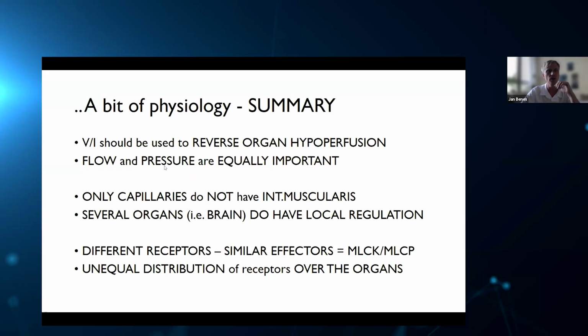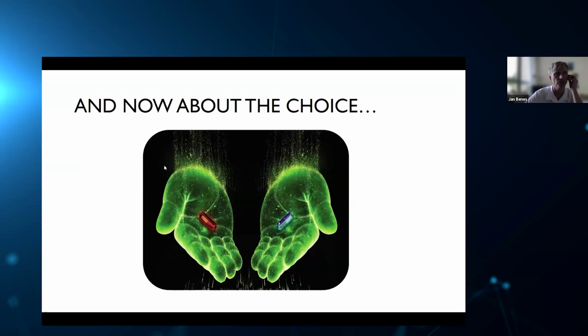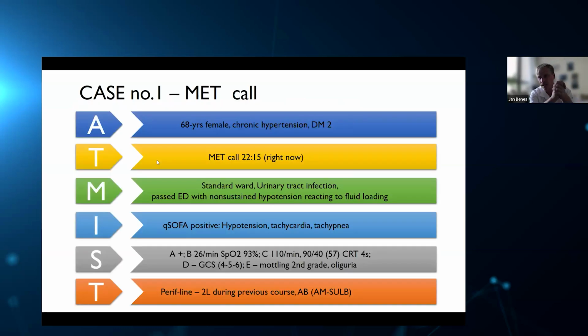And now let's go into the choice. In order to make the choice, I've prepared several cases. I don't know if it's possible to vote, but I will still give you a bit of time to consider what you would do in the situation. So the first case to discuss is a medical call to a 68-year-old lady with chronic hypertension. She is on a standard ward, admitted with a urinary tract infection.